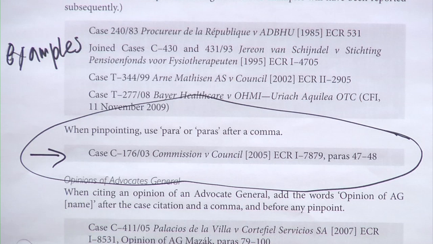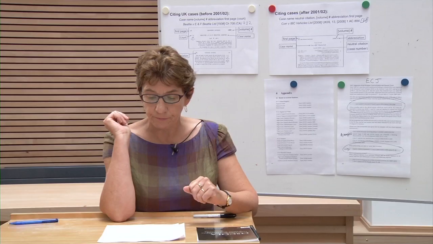And then just to make things a bit complicated, you don't put the paragraph numbers in square brackets, you put a comma and then you write paras, and then you write the paragraph number. The only time you put square brackets around paragraph numbers is for UK cases.